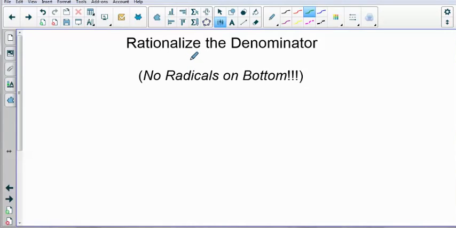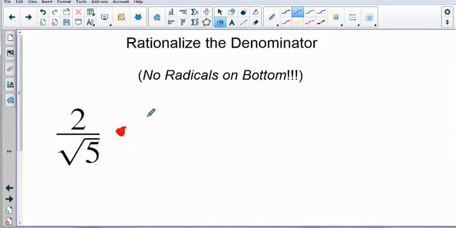So then the question becomes, how do you do that? Well, here's an example. This is not simplified because, as you see, there's a radical on the bottom. Let me show you how you do this. I can multiply by 1 and not change a number. But if I just multiply this by 1, it would still be 2 over the square root of 5. So I need to multiply it by some version of 1.